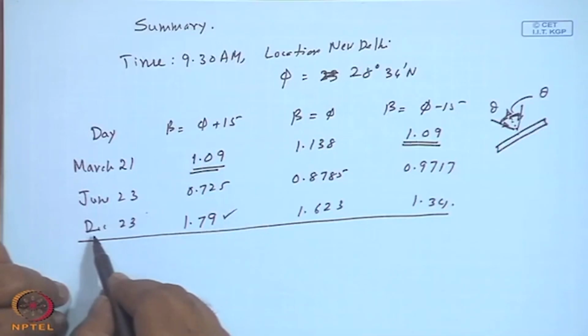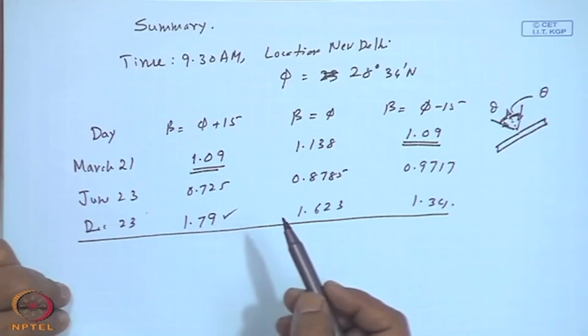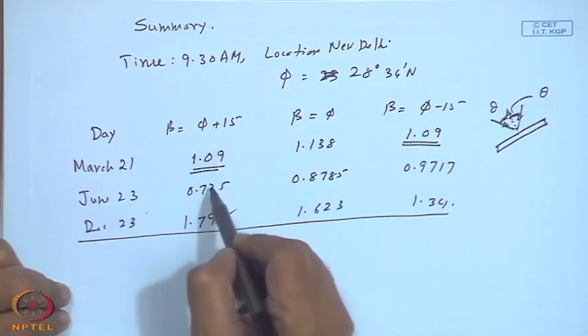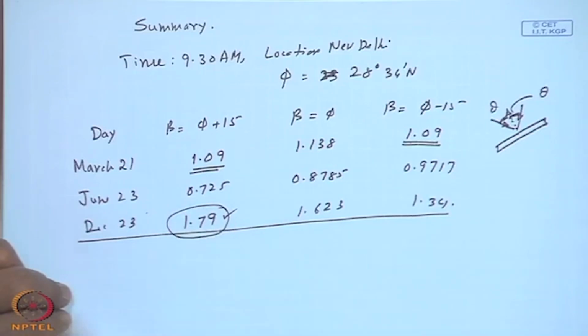And of course, for phi plus 15 and December negative declination, you have the highest, 1.79. So, if you have a certain horizontal radiation, even if it is 1.5 times, 1.2 times the December value, you have a pretty good inclination factor if you choose the right slope.